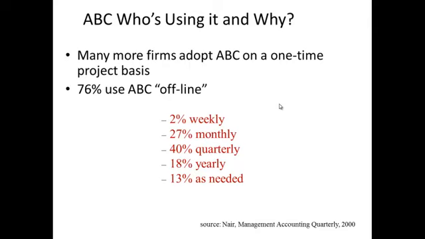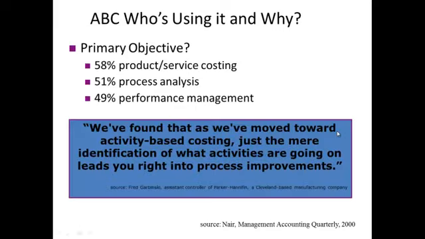So I've given you some statistics here from a survey that says 40% of companies using activity-based costing do so quarterly, 18% yearly, etc. According to surveys, the primary objective of using activity-based costing, most companies report, is for product and service costing. And again, it's not necessarily for recording cost of goods sold on the income statement or inventory on the balance sheet, but it's product and service costing for purposes of making real management decisions such as pricing. So they need to know what the product cost or the service cost is in order to do pricing.